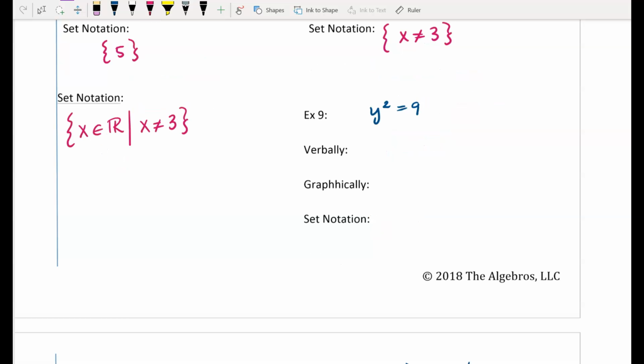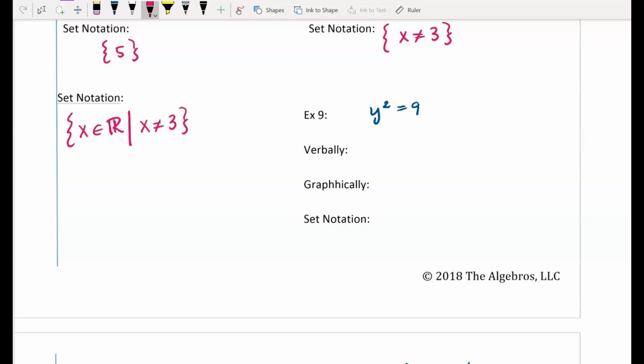Let's take a second to look at the different ways that we could have set notation. Now, in the last problem, I wrote the simple case, just the brackets and x is not equal to 3. Another way that you can write that is to say, with the squiggly brackets, x is an element of the real numbers. That's what this double back R means. And then this vertical line means such that, and then x is not equal to 3. So sometimes you'll see it written that way.